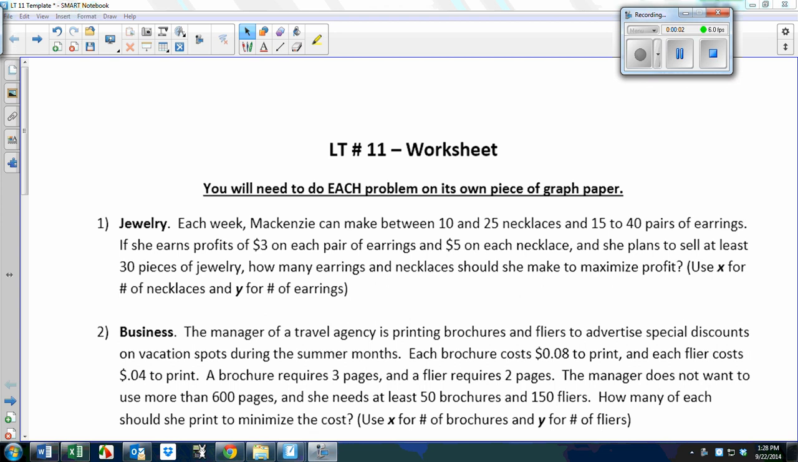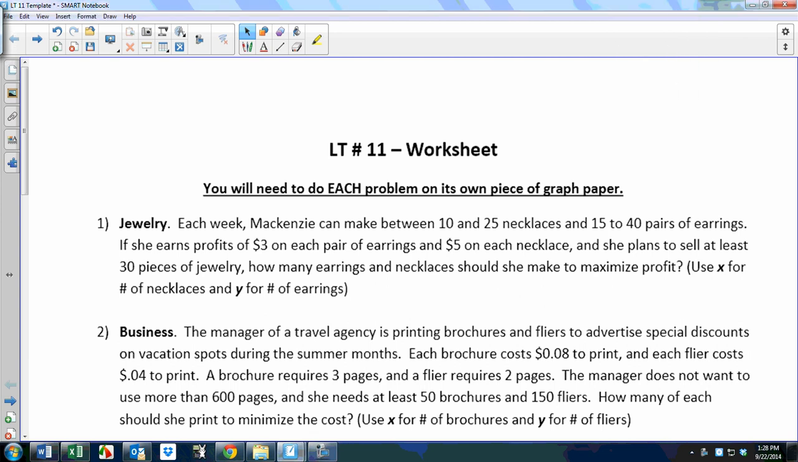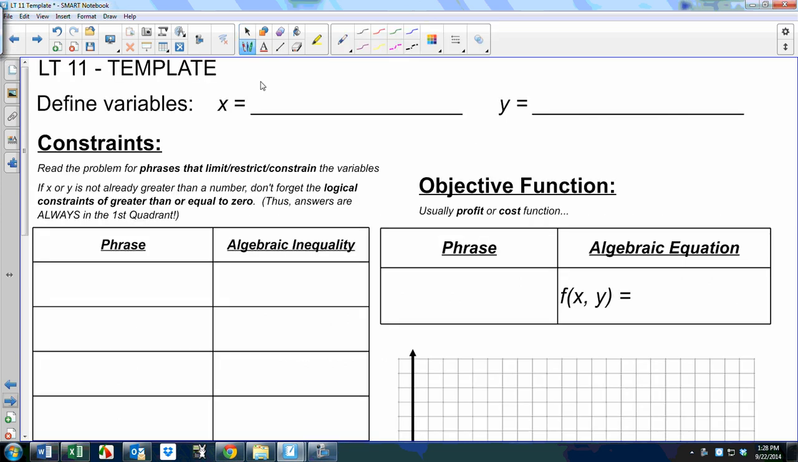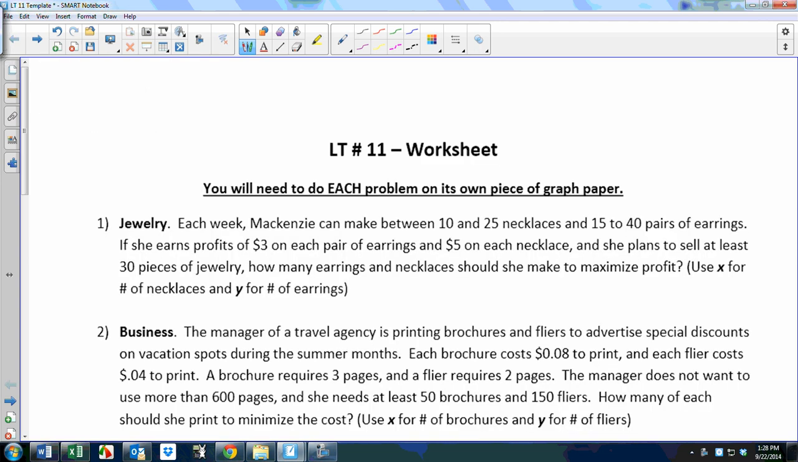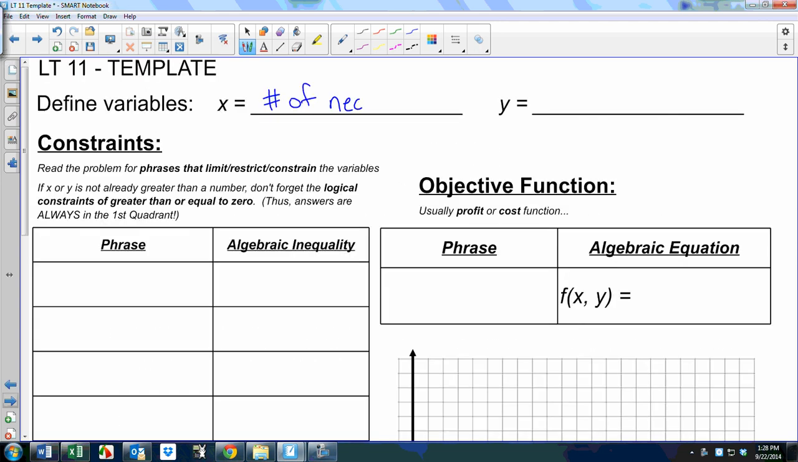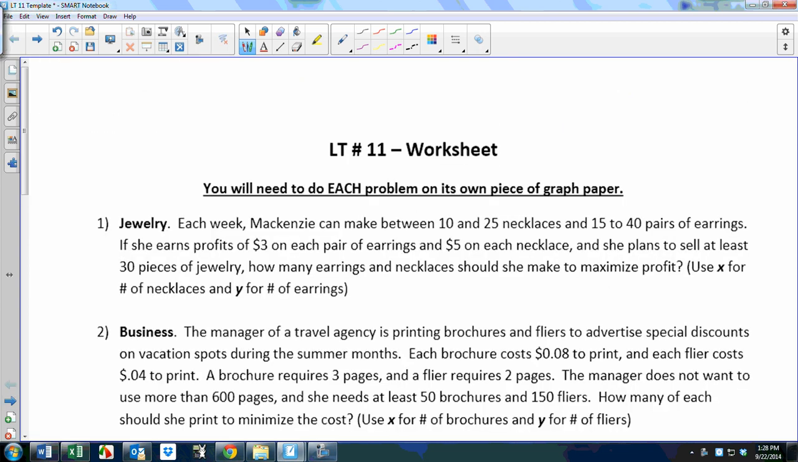All right, number one, the homework. I've already defined X and Y for you on the template. X is going to be necklaces, Y is going to be earrings. So on your template, X is the number of necklaces. Y is the number of earrings. I think that has 2 R's in it.